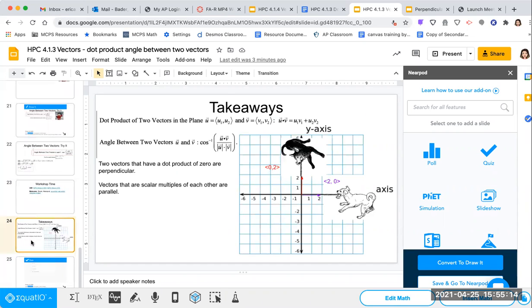All right, so some takeaways. We have the dot product formula. We have the angle between two vectors formula and how we use the dot products and the magnitudes to get that. And then two vectors that have a dot product of 0 are perpendicular. Vectors that are scalar multiples of each other are parallel. And we remember Arlo and Buster pulling the rope perpendicularly, and Arlo is doing all the horizontal work. Buster is doing all the vertical work. So that dot product is 0.